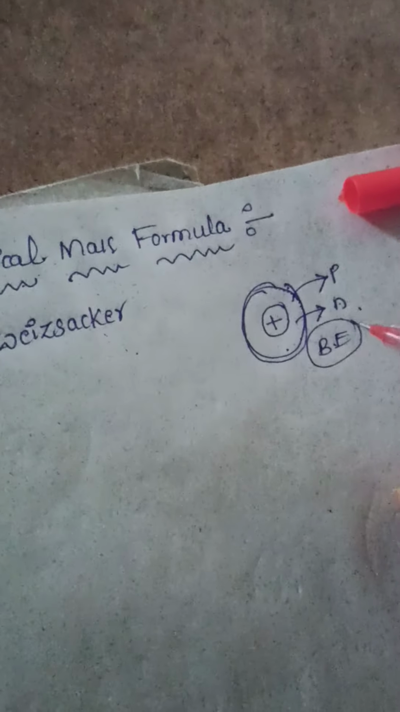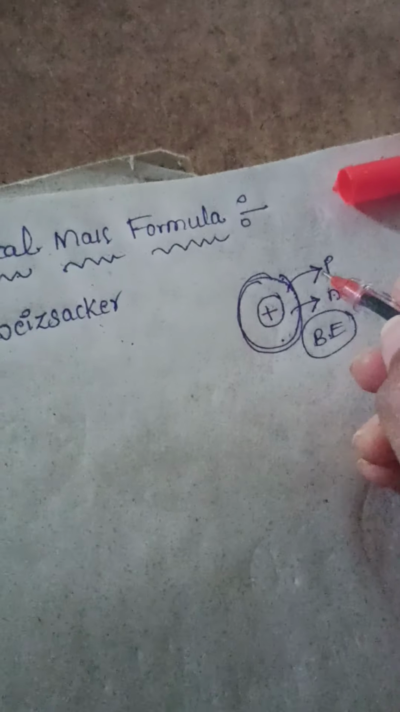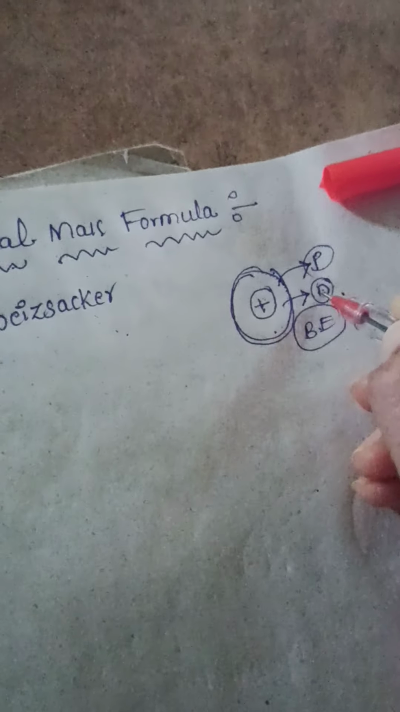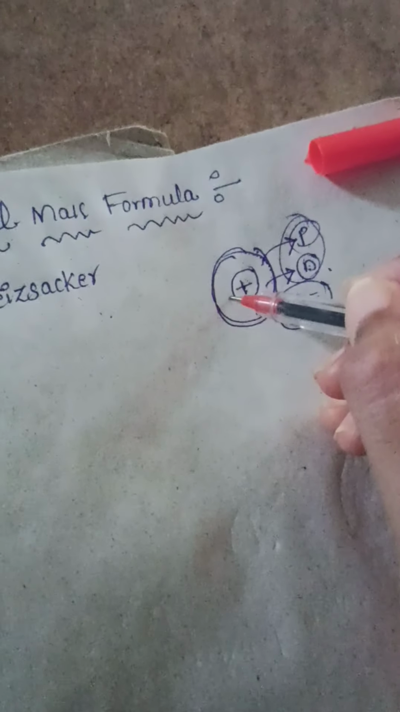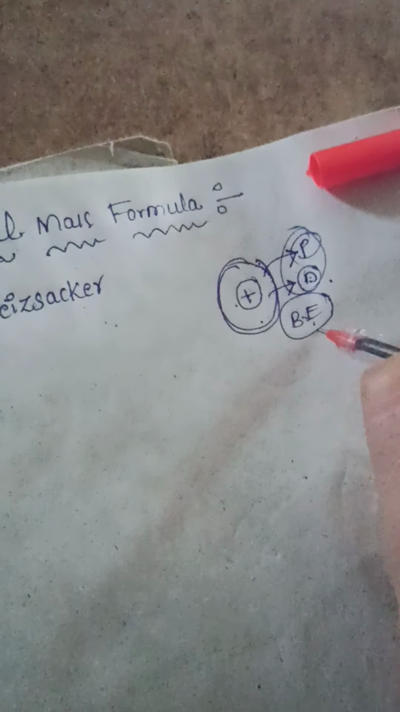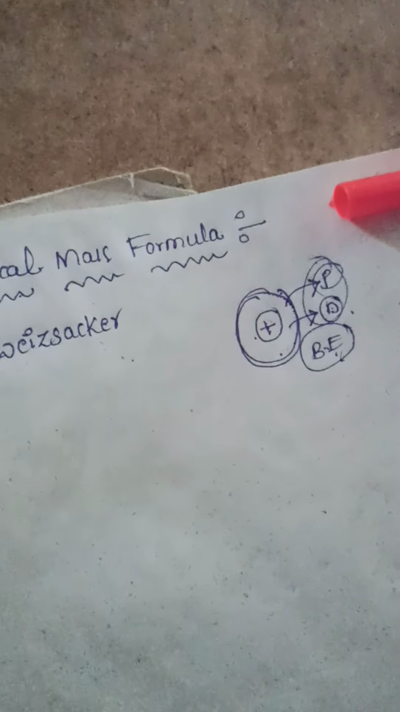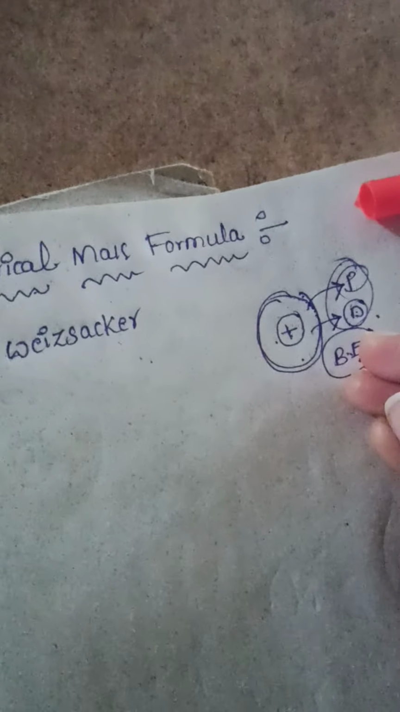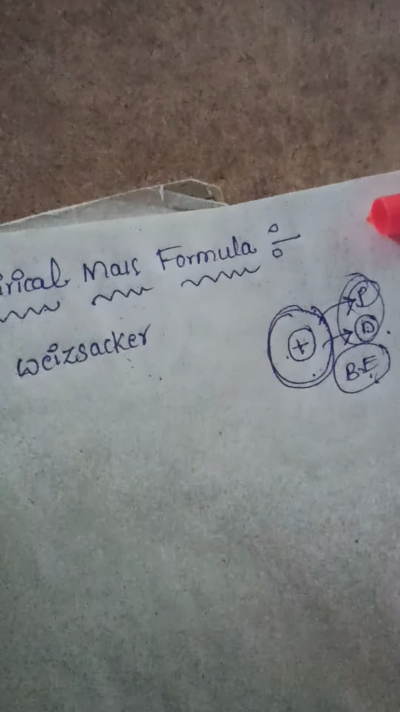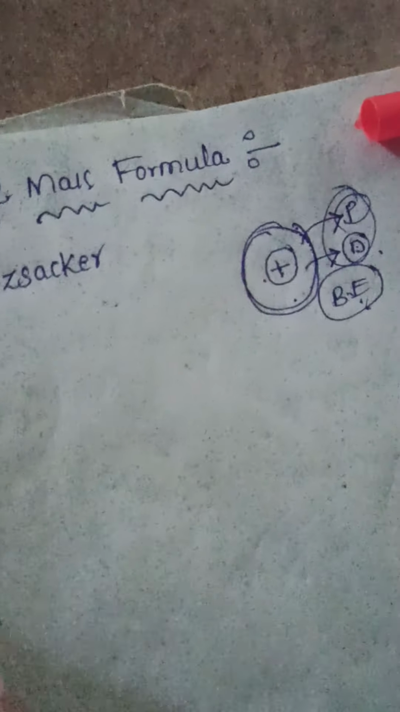The amount of energy required to separate the nucleons from the nucleus is called binding energy. That is, we are changing the binding state to the free state. This is also called nuclear binding energy.